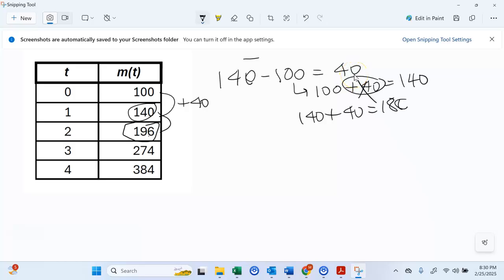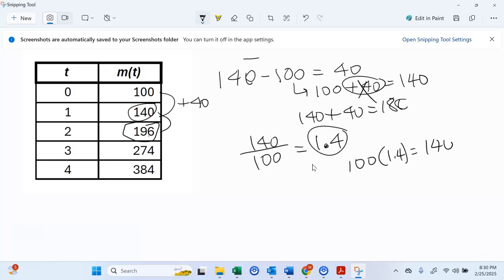So now we're going to try to see if it's multiplication. So I'm going to go 140, now I'm going to divide by 100, and that equals 1.4. Okay, so that would mean that 100 times 1.4 equals 140, correct? That's multiplication, times, right? Does it continue?